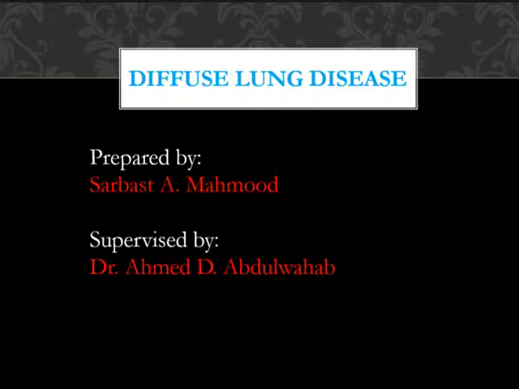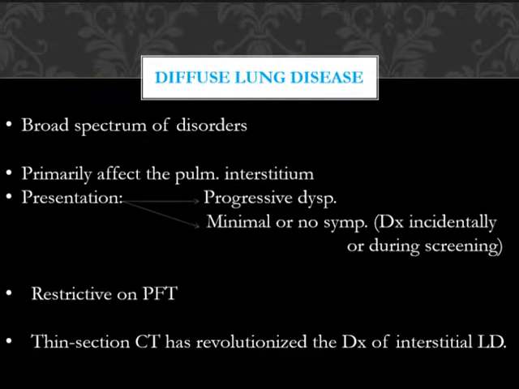Let us start with our subject, part of the diffuse lung disease. We know that diffuse lung diseases are a broad spectrum of disorders. They affect the pulmonary interstitium, and we should know that their presentation is not acute. Usually, they present with progressive dyspnea, and even sometimes they are asymptomatic and diagnosed incidentally or during screening for other diseases, like in evaluation of collagen vascular disease like SLE, rheumatoid arthritis, and other diseases.